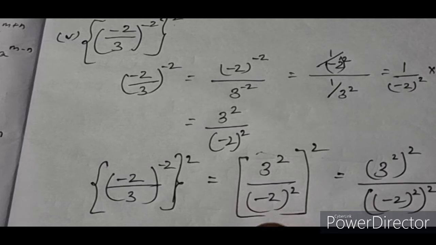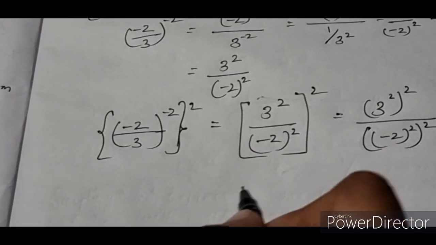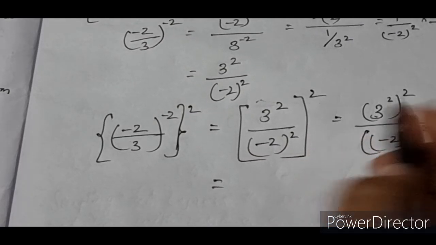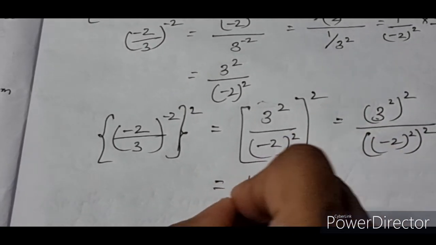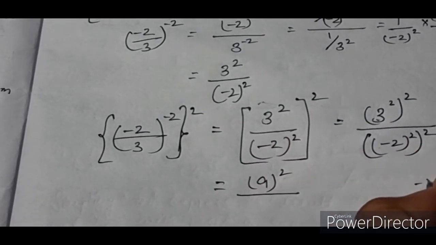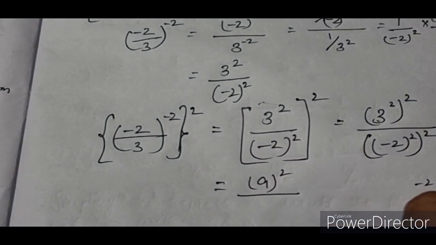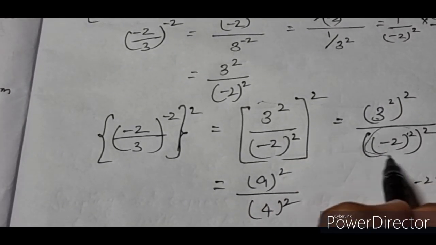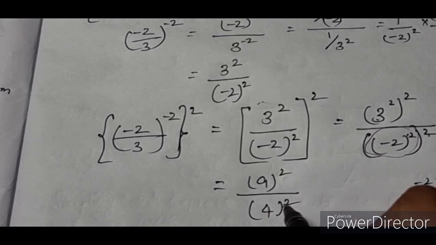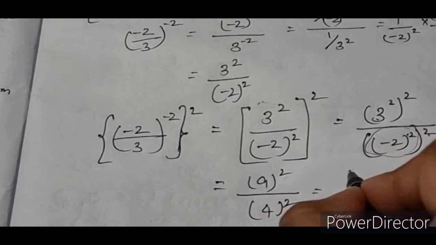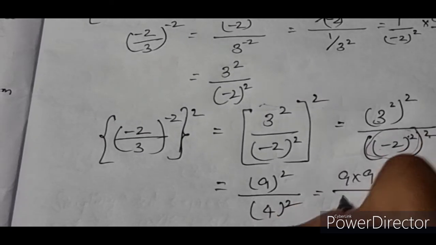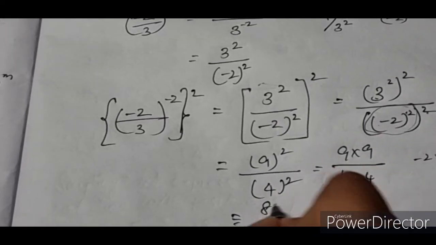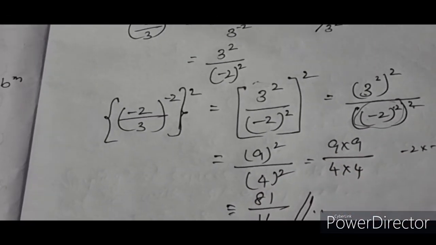Okay, this is nothing but 3 square is what? 9 square divided by minus 2 square is what? Minus 2 into minus 2, which is plus 4. Okay, 4 square, this becomes 4 and this is square. Okay, so this is again 9 into 9 divided by 4 into 4, which is nothing but 81 by 16. This is the answer.